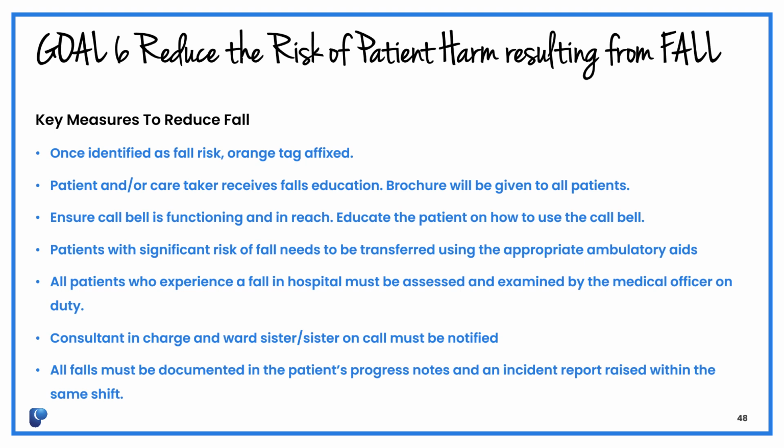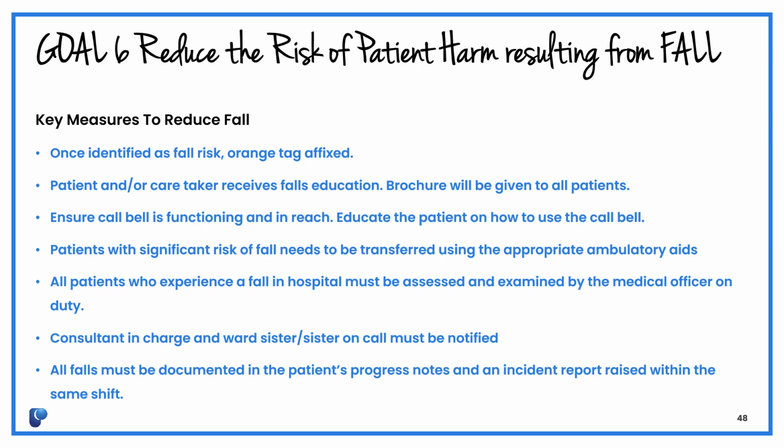So here are the key measures to reduce falls. Once you identify a high fall risk, ensure the patient is given the orange tag appropriately. The patient or the caretaker must receive fall education and be provided a brochure or a video for their education purpose. Ensure the call bell is functional and within reach of the patient. Educate the patient on how to use the call bell by demonstrating how to press it. Allow the patient to show you how he or she presses it.